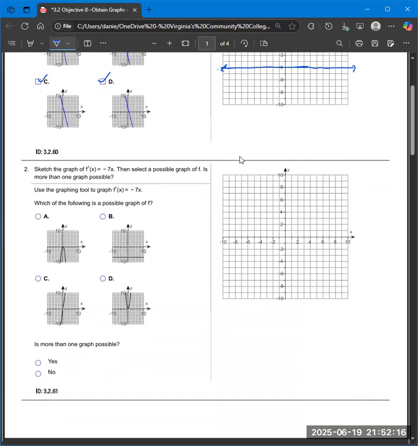All right, -7x, so it's going to go through 0, 0, down 7, right 1, up 7, left 1, and do my best here to go through those 3 points. It's very steep, like so.